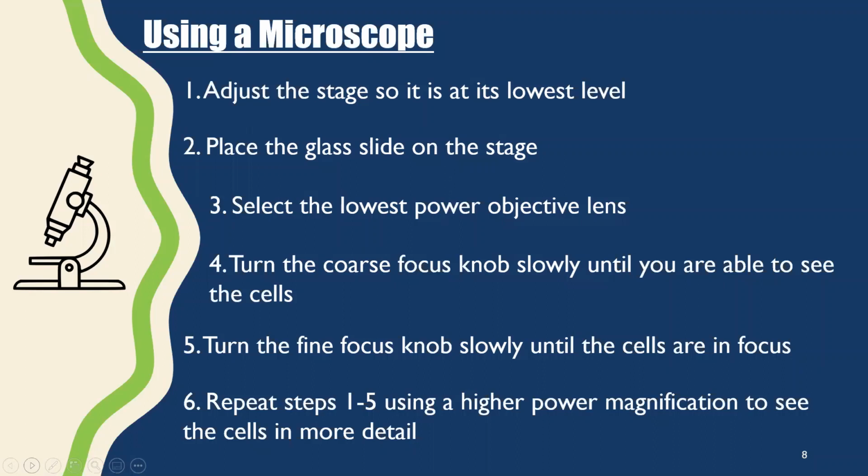Then we would turn the coarse focus knob slowly until you're able to see the cells. So you would focus slowly using the coarse focus knob. Then after that, you would then turn the fine focus knob slowly until the cells are in focus. So step 4 and 5, you're using the coarse focus knob to roughly focus on it, and then the fine focus knob to really focus on it so that you can see it clearly. And then what you would do is you would repeat steps 1 to 5 that we've just mentioned using a higher power magnification, so a higher power objective lens, to see the cells in more detail.